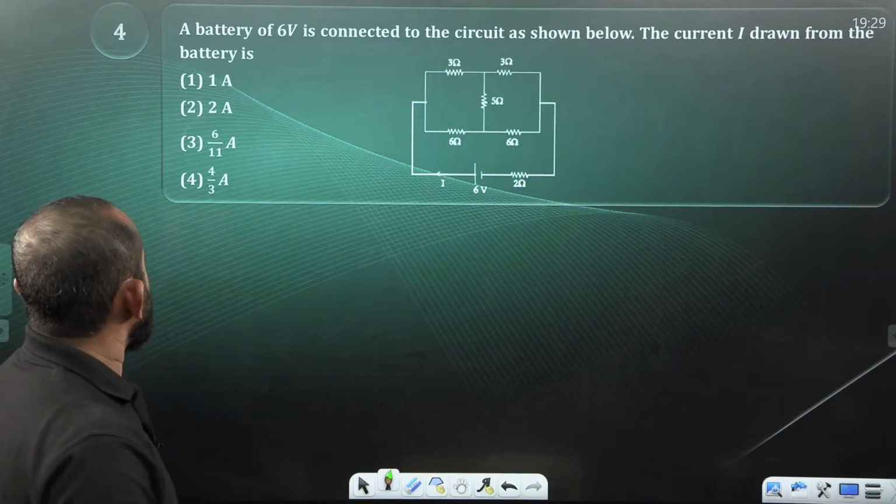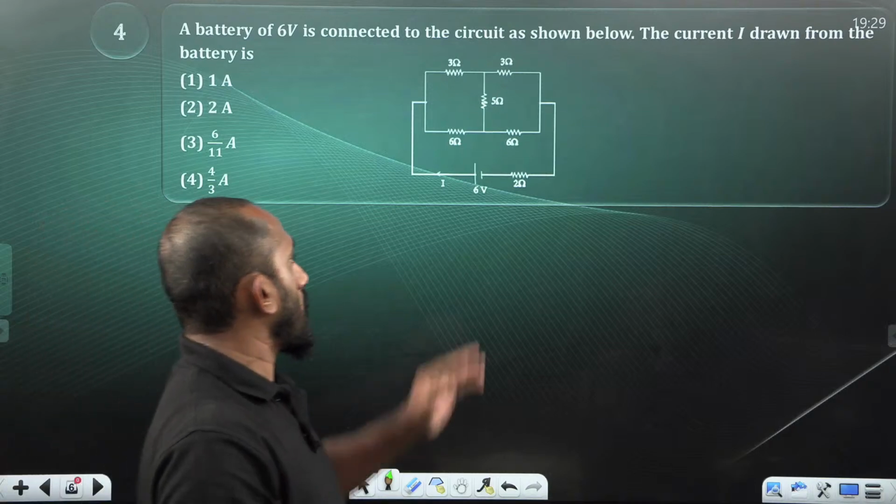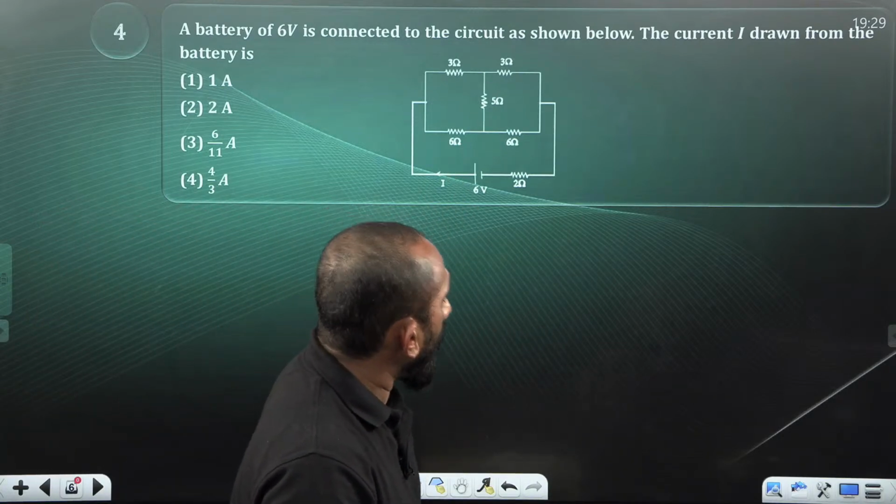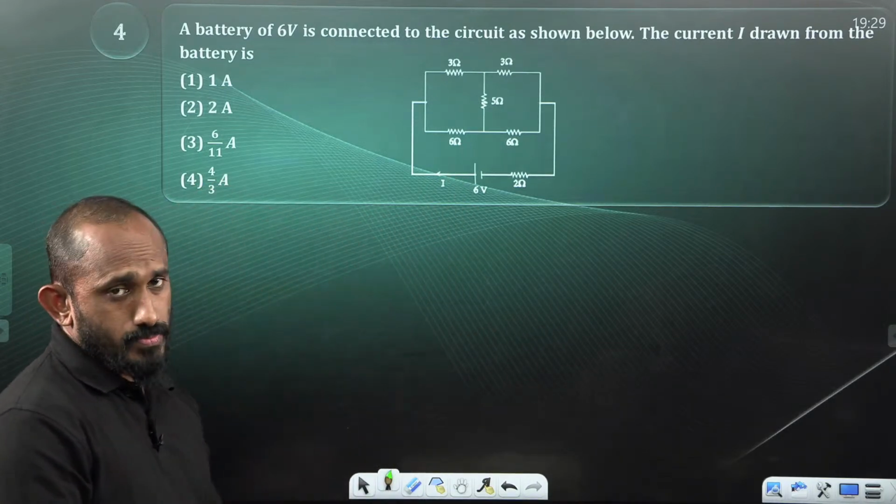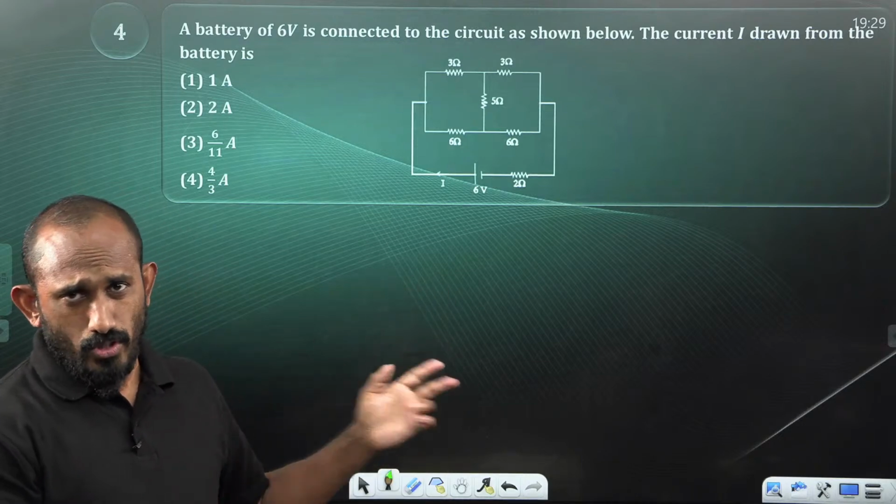A battery of 6 volt is connected to the circuit as shown below. The current I drawn from the battery is how much? A simple circuit it is. Previous year question only, 2 times it's repeated.